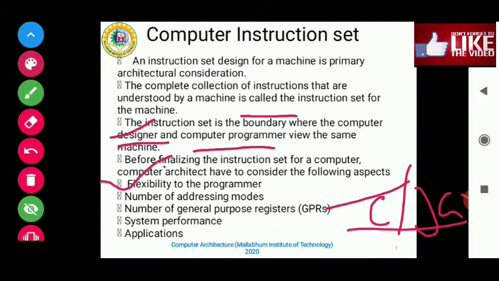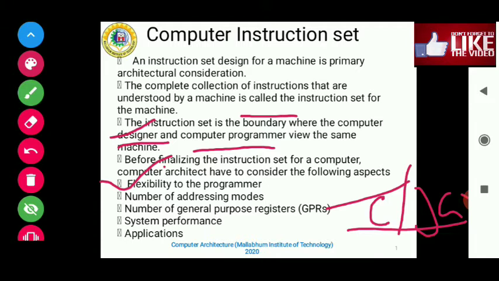Also the decoding circuit is a huge circuitry and takes time, so that's why there should be an optimization between the number of instructions for the programmer and the speed and the complexity of the control unit design. So that is the flexibility to the programmer.